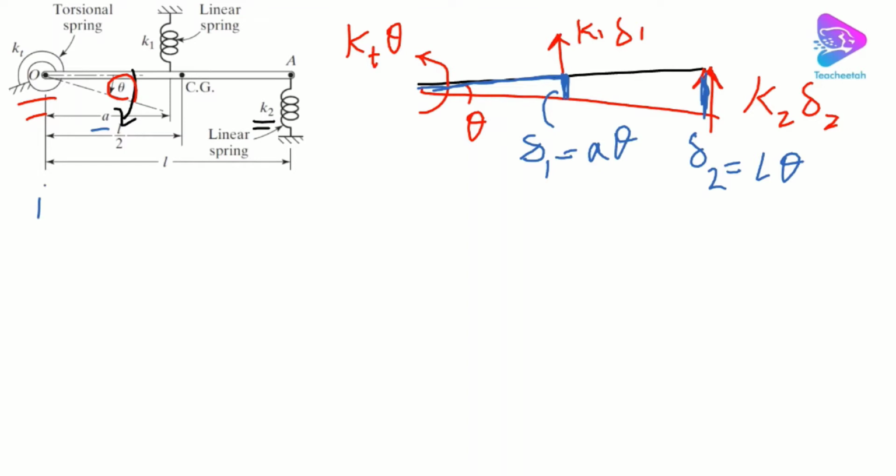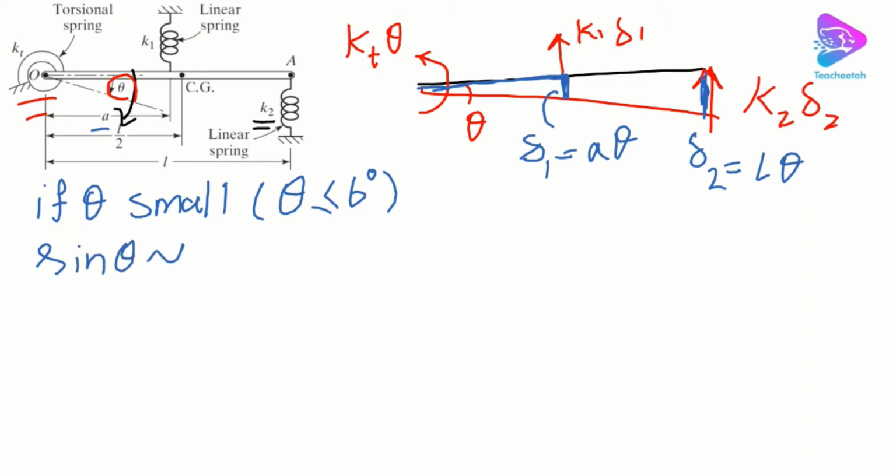So if theta is small, and by small I mean theta is less than or equal to 6 degrees, which is an assumption for this problem, the sine theta is equal to the tangent of theta, which is nearly equal to theta.